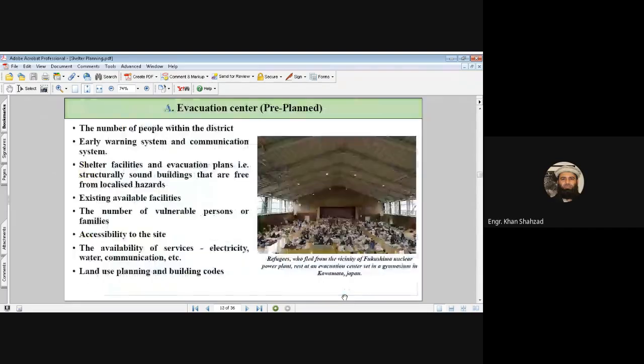The next one, let's talk about the evacuation center. I hope we have discussed the evacuation center and shelter so many times that now everybody knows what an evacuation center is. I hope everybody understands it. Yes, sir. So let's ask Fasih.